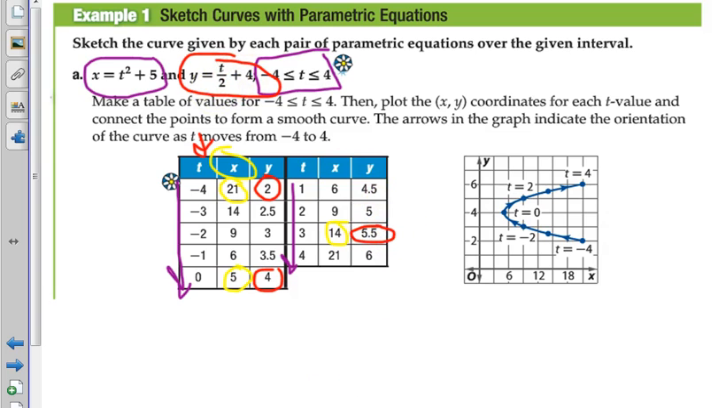But when we go to plot them, we don't plot t. You plot the ordered pair 21, 2. And then you plot the ordered pair 14, 2.5, and then 9, 3, and then 6, 3.5, all the way through. So this is where we started, and this is where we ended. Those are called endpoints, but the endpoints are determined by this measure right here, right? Because they told us to go from -4 to 4. If we'd gone from 0 to 4, we'd have different endpoints because it would have started at 5, 4 instead.